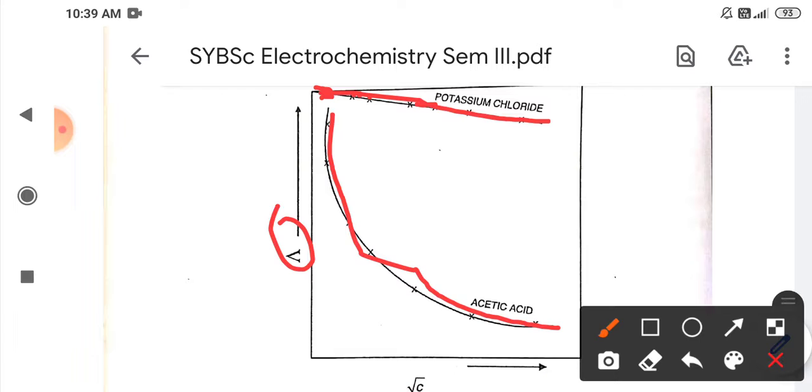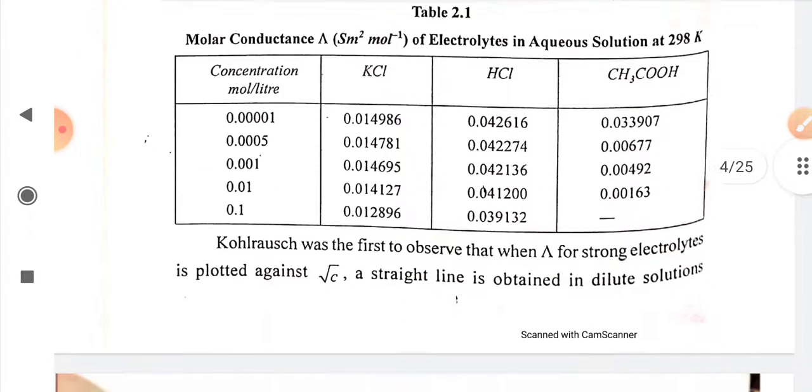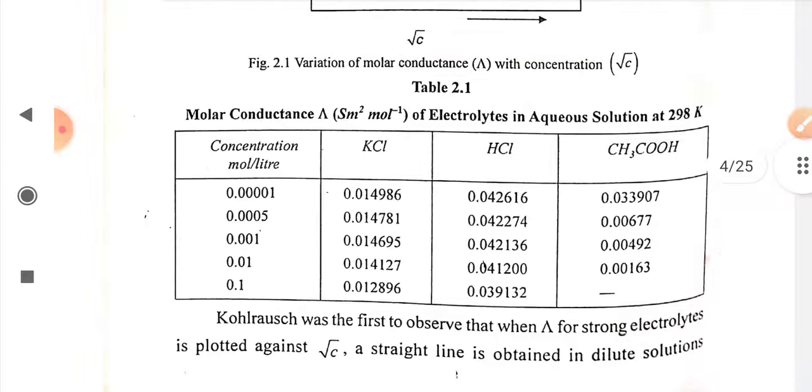But for the weak electrolyte, we cannot extrapolate this graph, because the graph tends to infinity. Due to this, the molar conductance at infinite dilution for acetic acid cannot be determined directly by the extrapolation method. So in order to find that out, we will use Kohlrausch's law. We will see that.